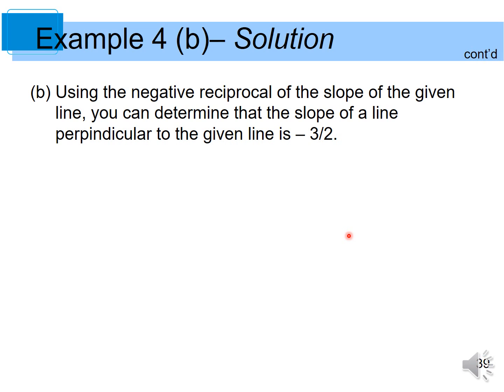For the B part, using the negative reciprocal of the slope of the given line, you can determine that the slope of a line perpendicular to the given line is negative 3 over 2. Meaning that you can use the formula. So how to get the m2? m2 equal to negative 1 over m1. You substitute in, then you will get your m2.